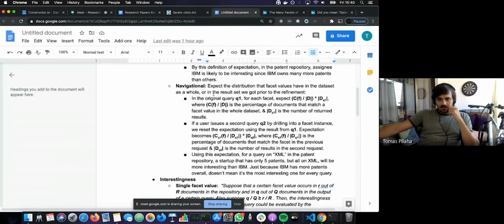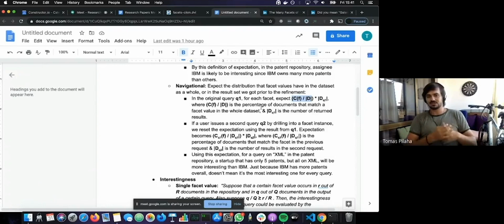In the original query, when the user just comes and makes the first search, for each facet, our expectation is defined by this formula. This is the count of facets divided by total number of documents times the number of documents for this query. So this first part is the percentage of documents that match a facet value in the whole data set. So what percentage of patents were issued by IBM in the whole data set in our IBM example, times the number of results. So if we have 100 results and 30% of patents are issued by IBM, we would expect 30 results in this data set to be IBM.